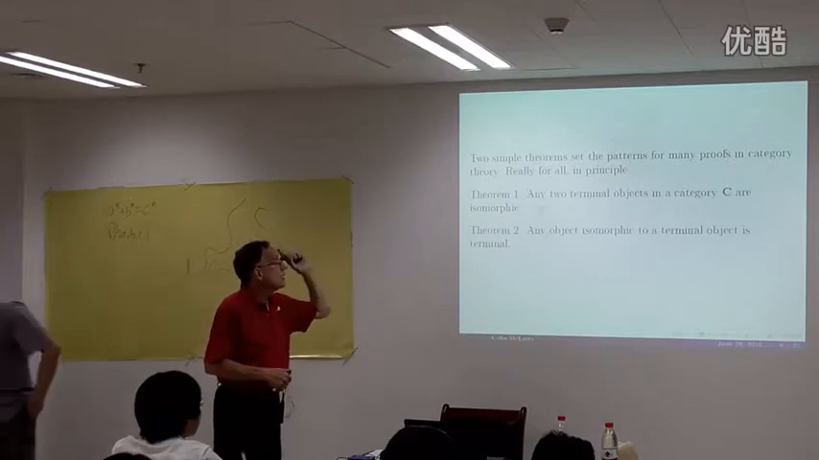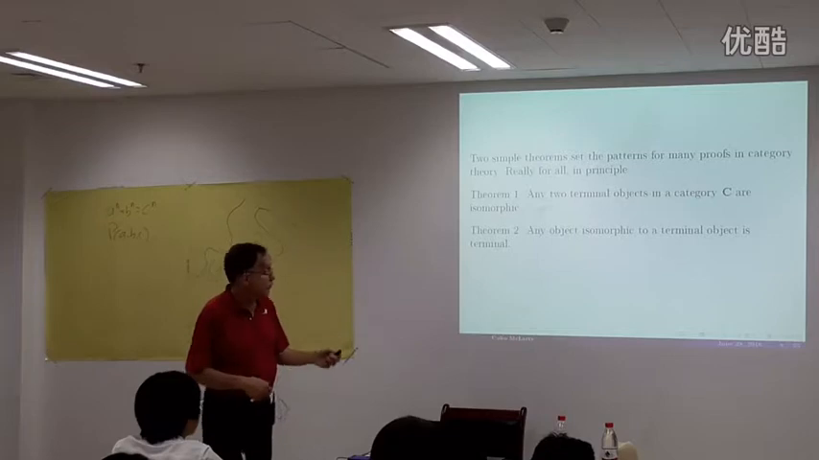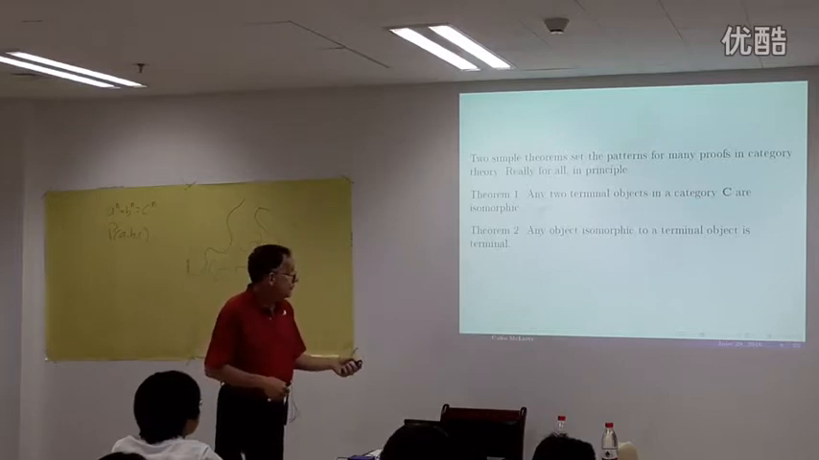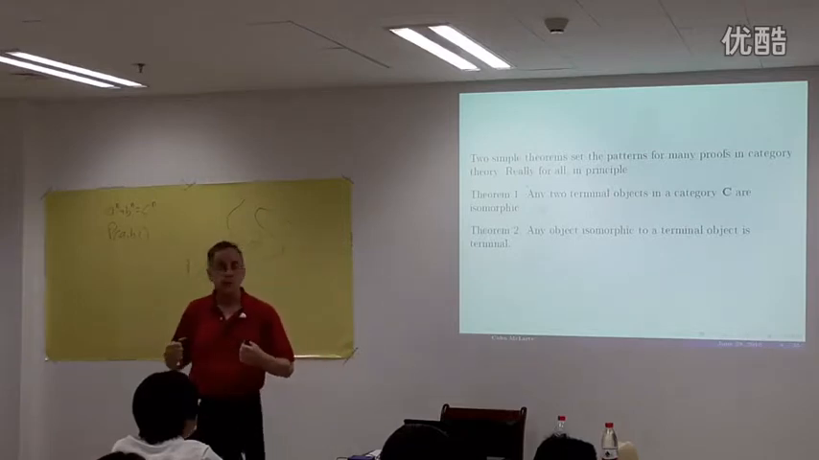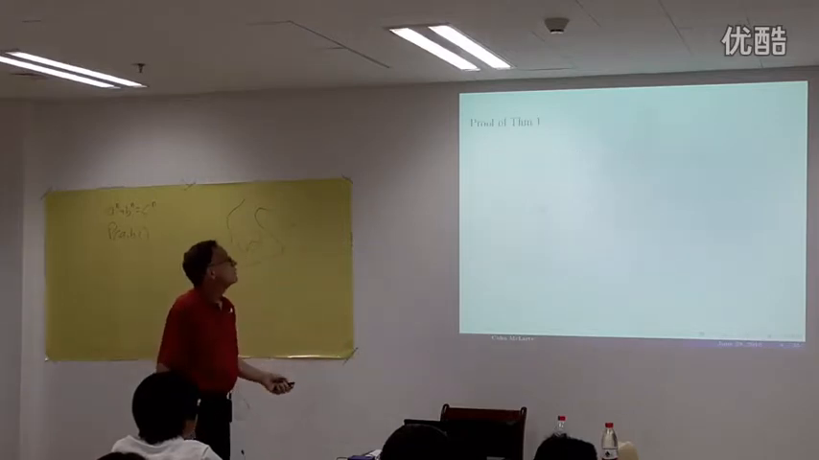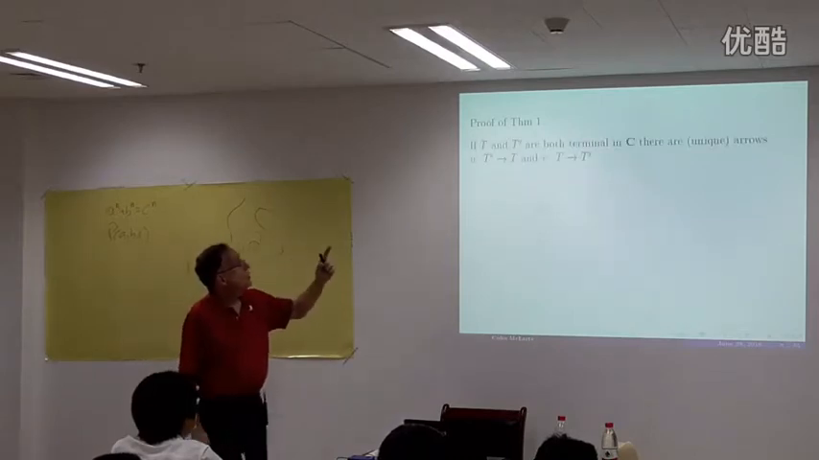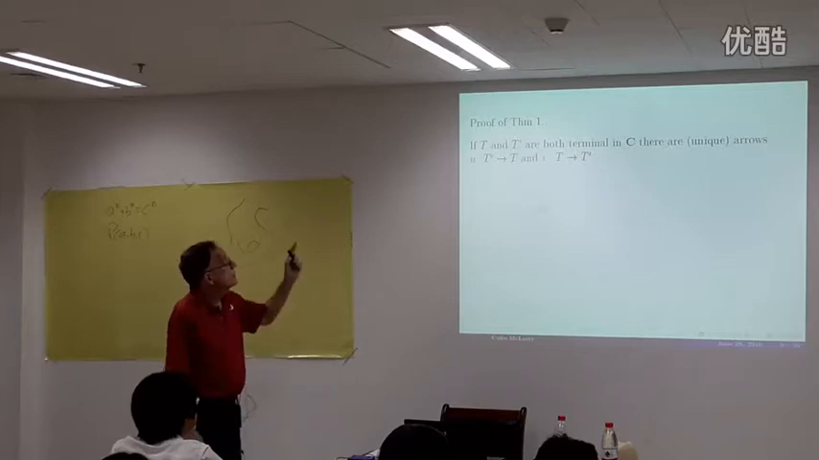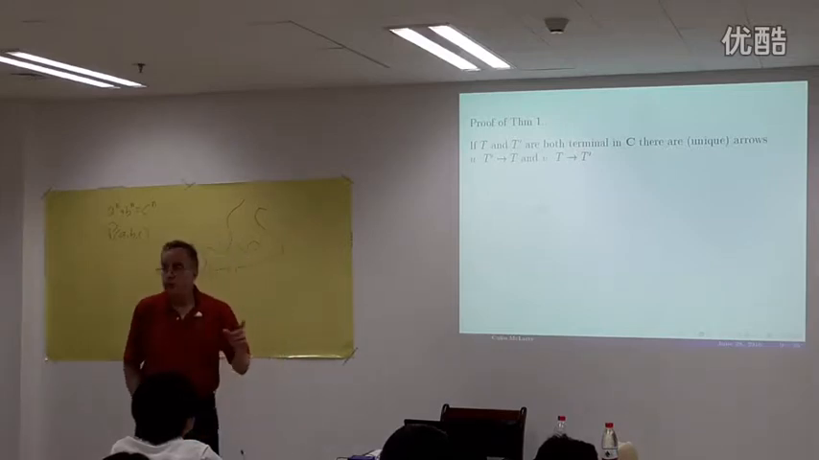Well, also, any object isomorphic to a terminal object is terminal. So if you've got a terminal object, anything isomorphic to it has that same property. Isomorphic things have all the same properties. And it's worth seeing how you prove them. If we've got two terminal objects in C, then immediately each has an arrow to the other. In fact, they each have a unique arrow to the other, but we don't need that.